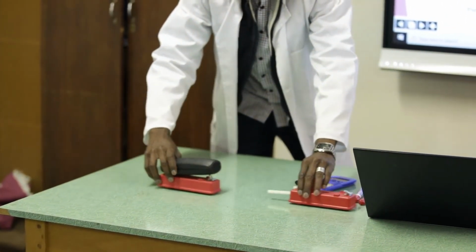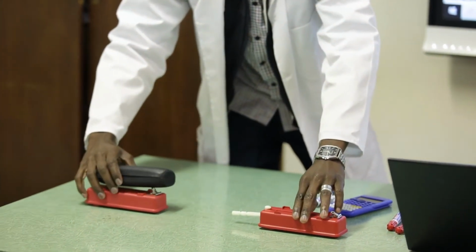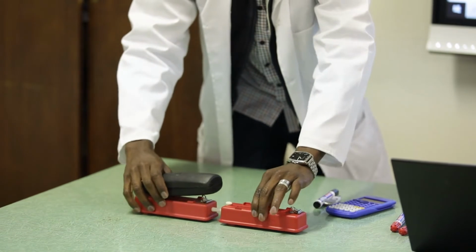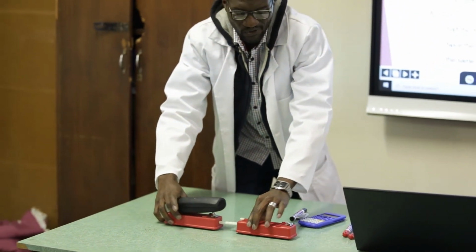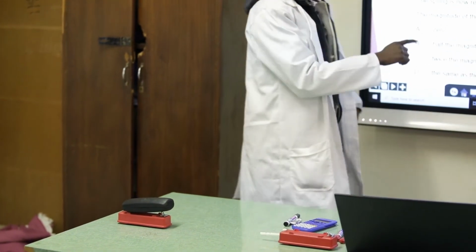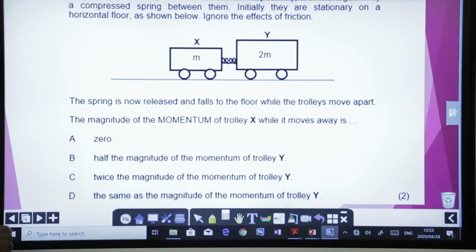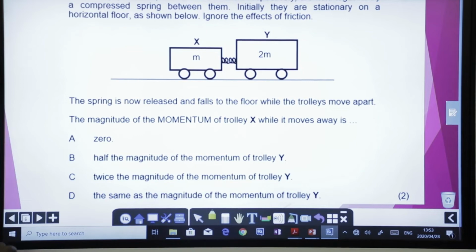They are going to move in terms of direction, opposite, same direction. Which one will go further, the lighter one or the heavier one? Think about it. That is the clue to answering this question. So to help you out quickly, let's just talk about it.